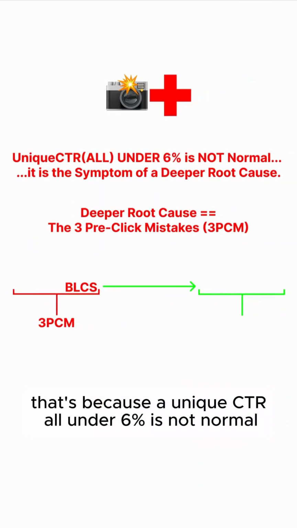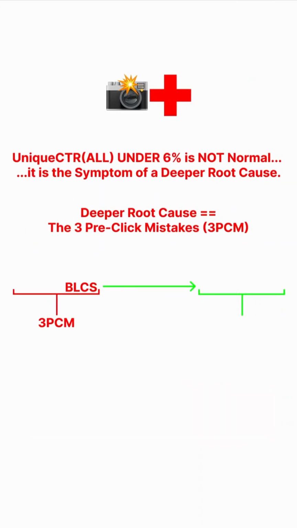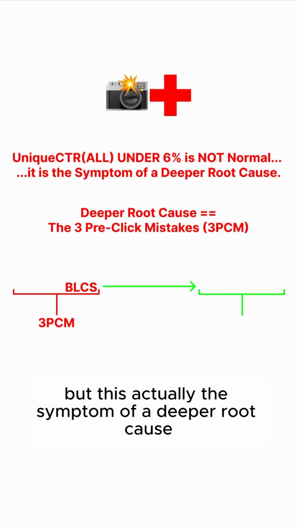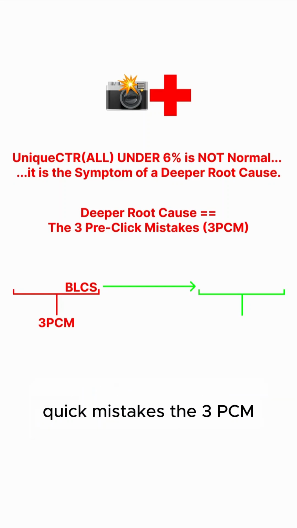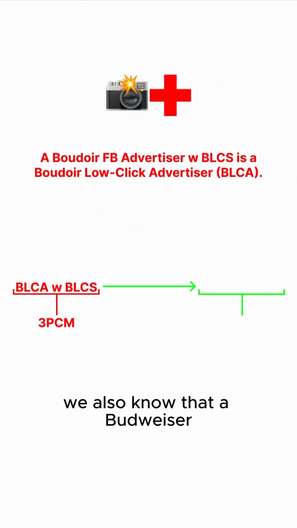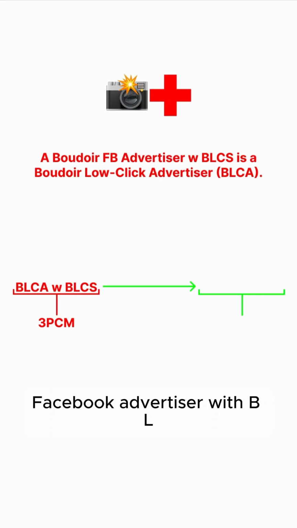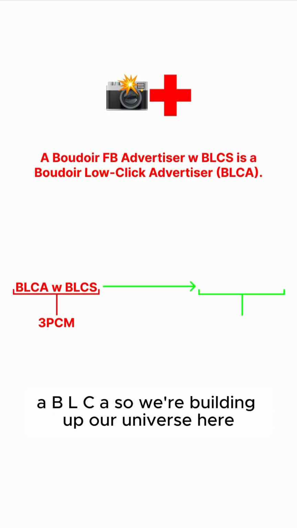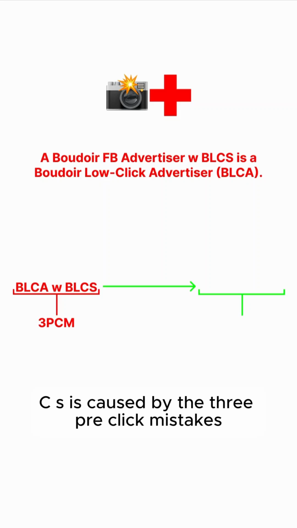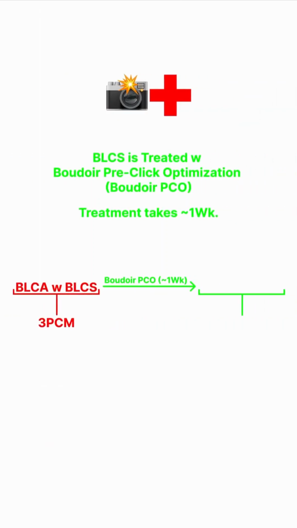That's because a unique CTR under 6% is not normal. Super common, it's the most common thing I've seen, but this is actually the symptom of a deeper root cause. And that deeper root cause are the three pre-click mistakes, the three PCM. More on this at the end of the video. We also know that a Boudoir Facebook advertiser with BLCS is a Boudoir low-click advertiser, a BLCA. So we're building up our universe here. We got a BLCA with BLCS is caused by the three pre-click mistakes.